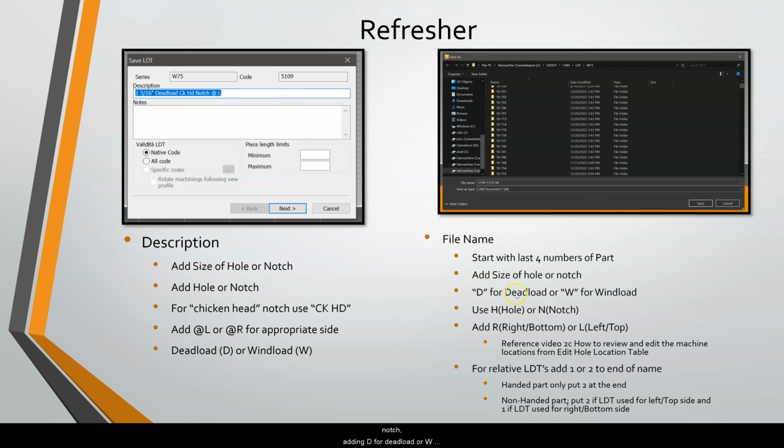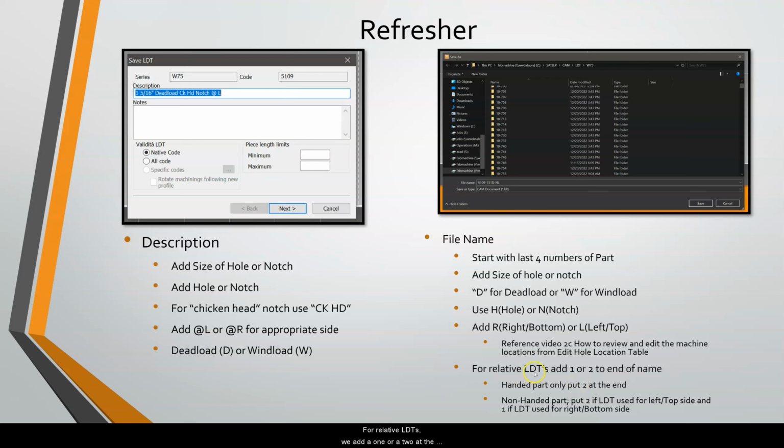adding D for dead load or W for win load, using H for hole or N for notch, adding R if it's on the right or bottom, adding L if it's on the left or top. Reference the video on how to review and edit the machine locations from Edit Whole Location Table for a further explanation on which side the hole or notch is coming from.